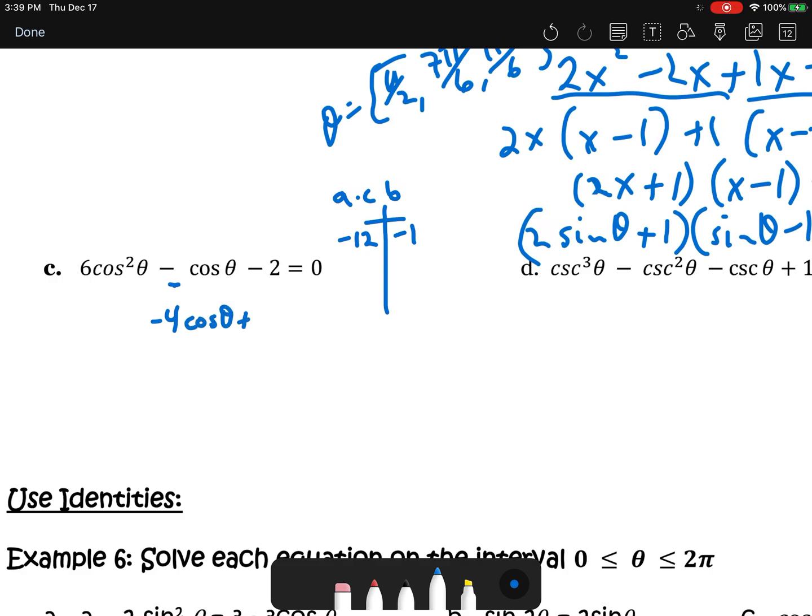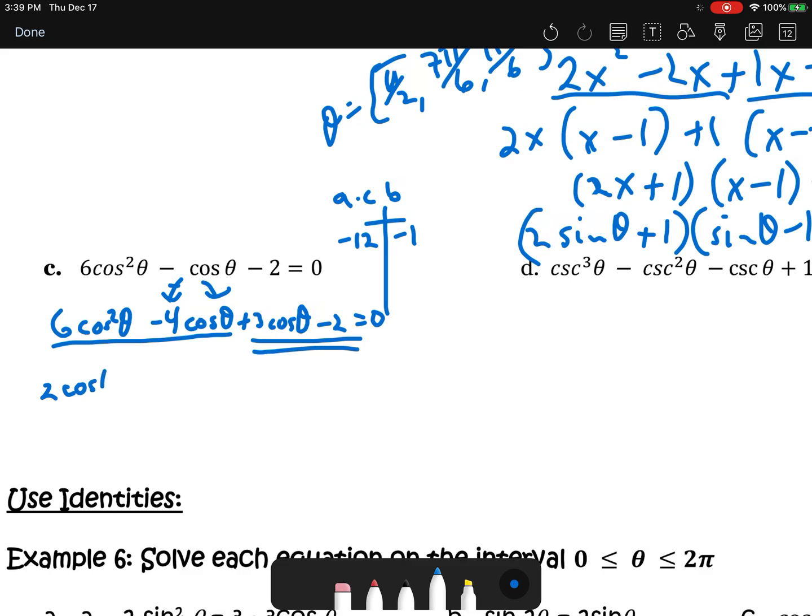So I'll just leave the cosine here with this problem this time. We're going to split the middle term. We're going to take negative cosine and make it negative 4 cosine plus 3 cosine. How does that help? Not very good on this one, but this will work. So split those two up. What can we take out of the first one? A 2 cosine, right? What's left? 3 cosine minus 2.